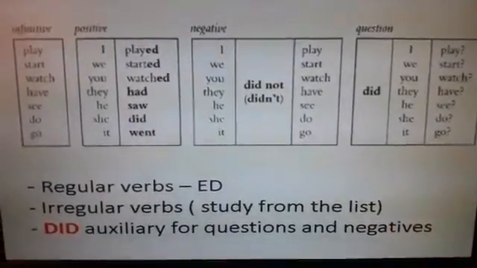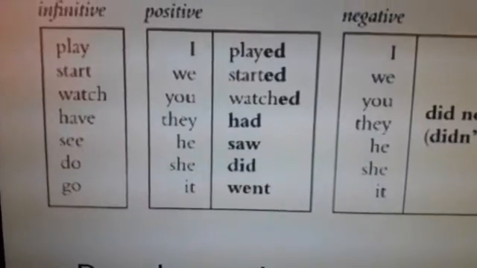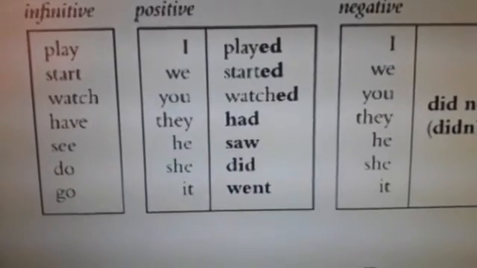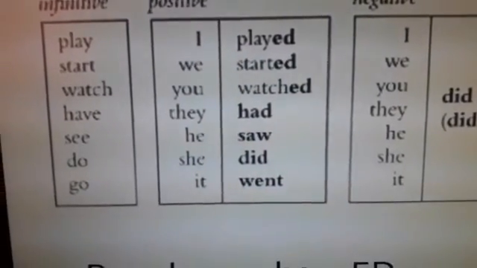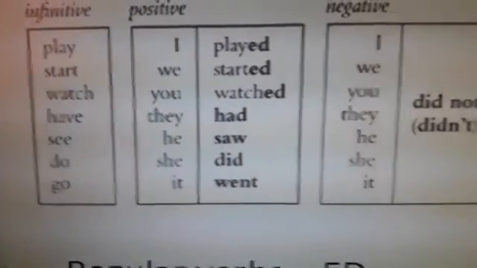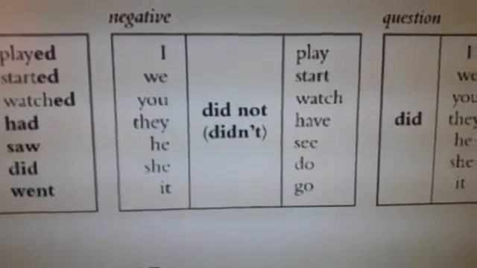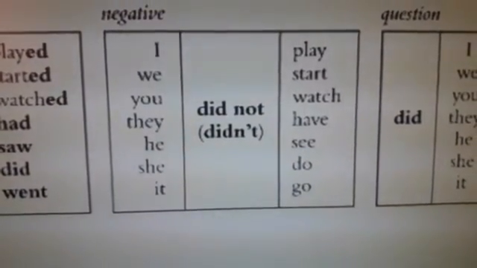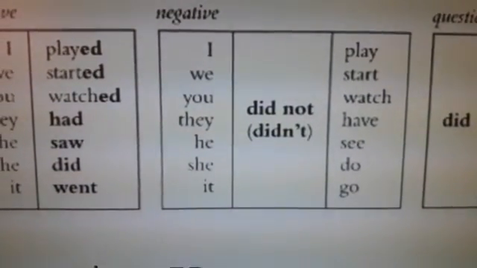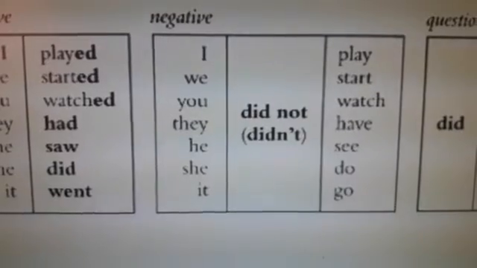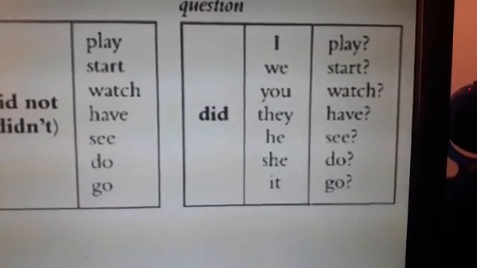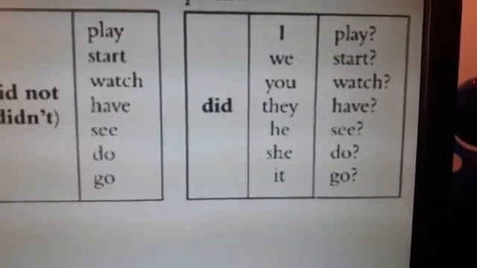Okay? So, as you can see here, in the positive, yes, form, I use verbs like played, started with ed, or had, saw that are irregular. Yes. To make the negative, I have an auxiliary, did, followed by not plus the verb in the infinitive. Yes. So look at the difference. Positive, played. When it is negative, didn't play. And then when we have to make a question, did goes at the front, then the subject, and then the verb in the infinitive as well.